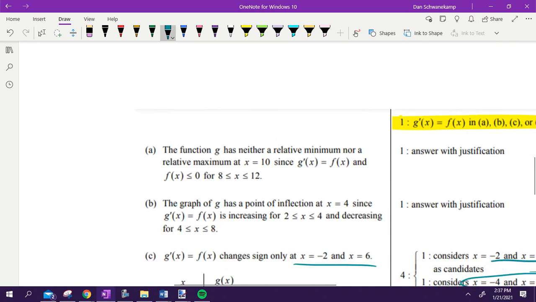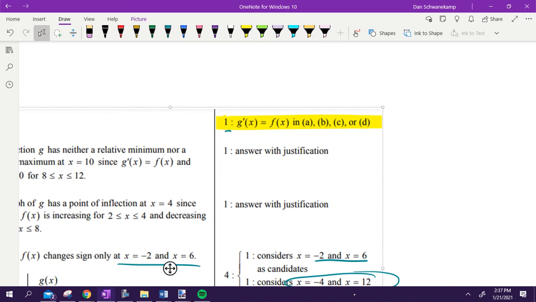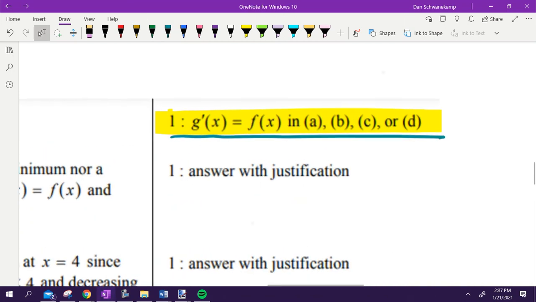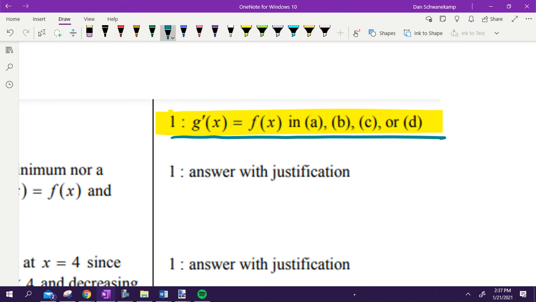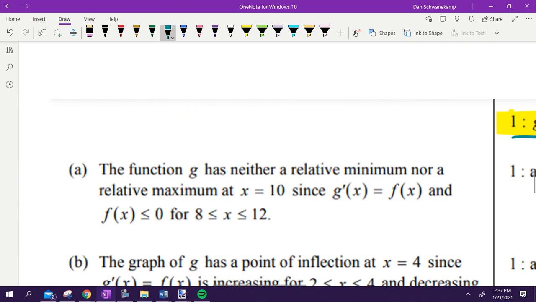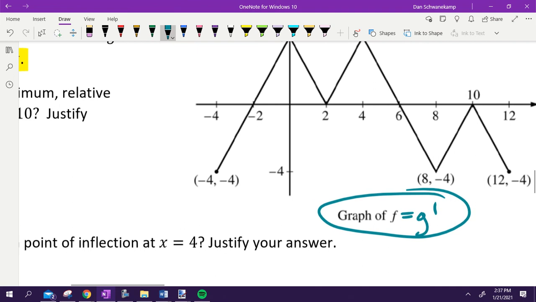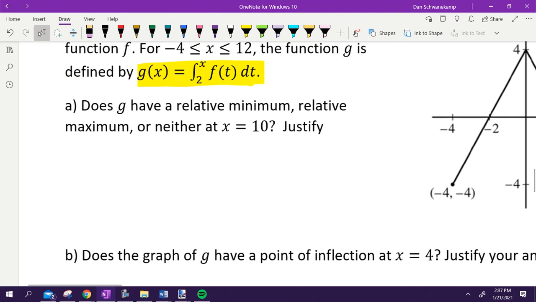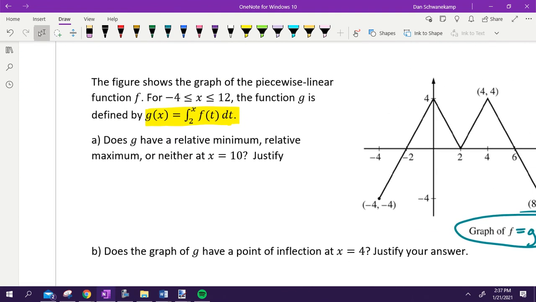Okay, if you look over here, this is the answer key. It says right here, you get 1 point on this test if you just write G prime equals F, either in A, B, C, or D. You just have to write it one time. Now, I'm going to do it every time, so you don't forget it. But you have to label it at least one time. If you do, you score a point. You only got to score 40. Just writing F equals G prime scores you 1.